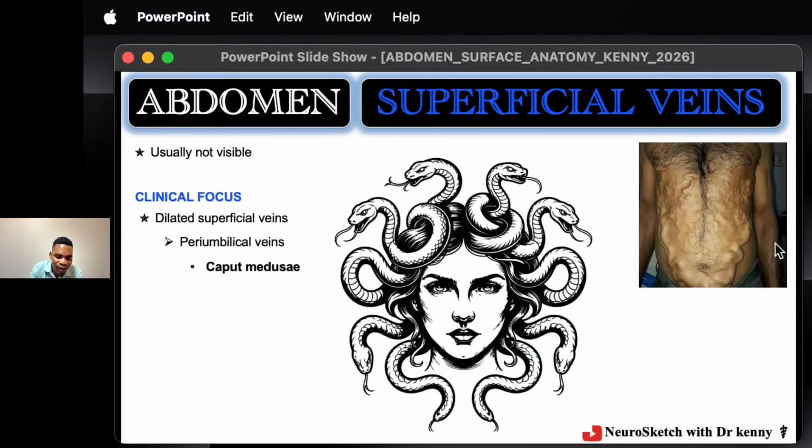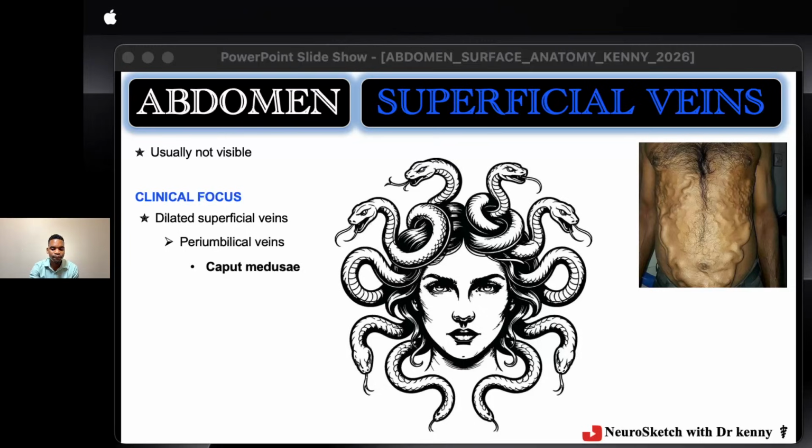But why are these periumbilical veins linked to the head of Medusa? Because the umbilicus here represents the head of Medusa, and the veins are fanning out from the umbilicus, giving this snake-like appearance. And this is why these dilated superficial veins of the abdomen and the periumbilical veins are called the caput medusa.